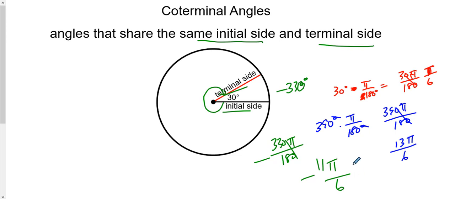All right. So you do have one question in your check your understanding questions that talks about coterminal angles. Anytime it starts at the same initial side and ends at the same terminal side, regardless of the direction that it goes, how many times around the circle it goes, those are what we call coterminal angles.